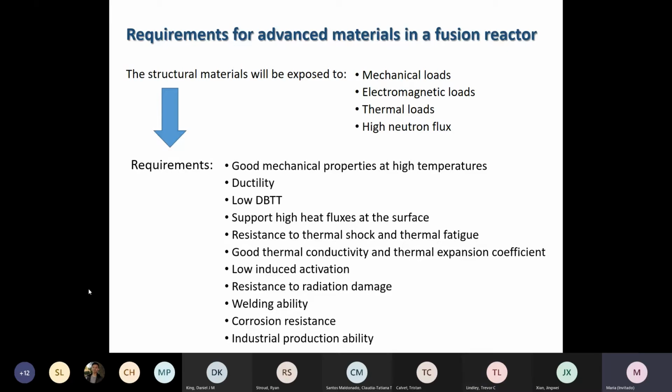Okay, it's very important that they have a low induced activation, and all these other things, resistance to radiation damage, that we are able to weld them, and give them any required shape that we may need. Also corrosion resistance and the possibility to produce them at an industrial scale. Some of these requirements have been achieved in some of the materials, but some of them remain as a challenge. And for all these requirements, we are not only claiming that they are present in the materials at the same time, we also want them to be maintained during the operational life of the reactor.